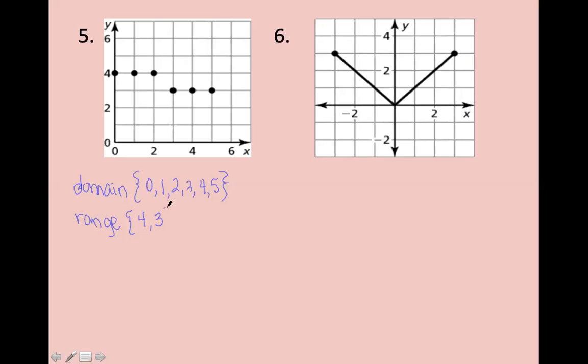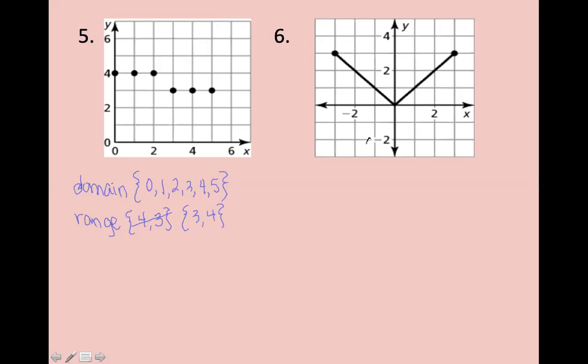Again, that's it. So my domain is the numbers 0, 1, 2, 3, 4, and 5, but my range is just the numbers 4 and 3. And you would also see this written. Usually we try to write them in numerical order if at all possible. And so we would write this as 3, 4. Again, you don't need to repeat things. So I didn't have to write 4, 4, 4, 3, 3, 3. Those are represented with the set notation right here.